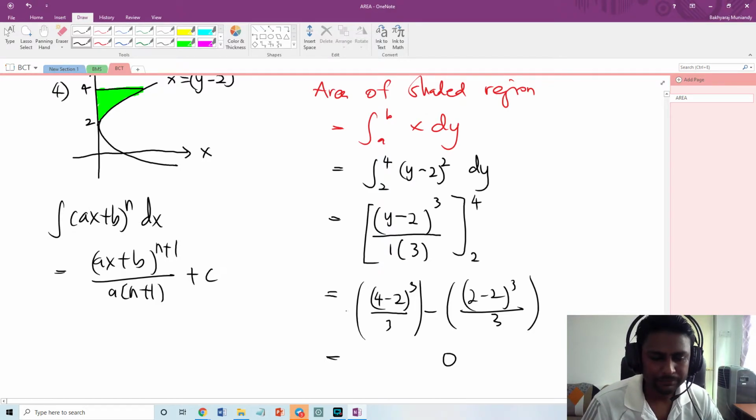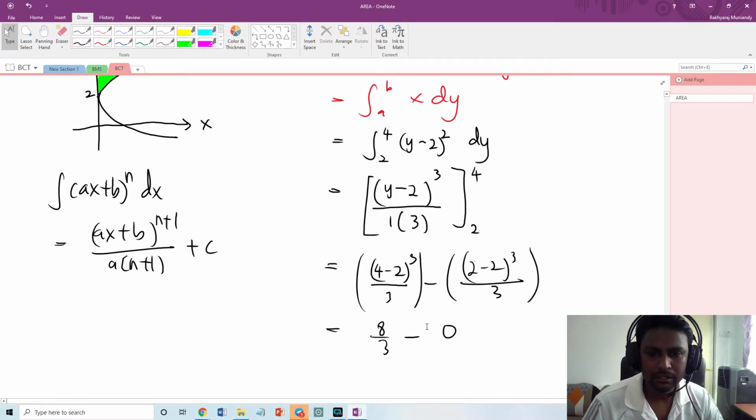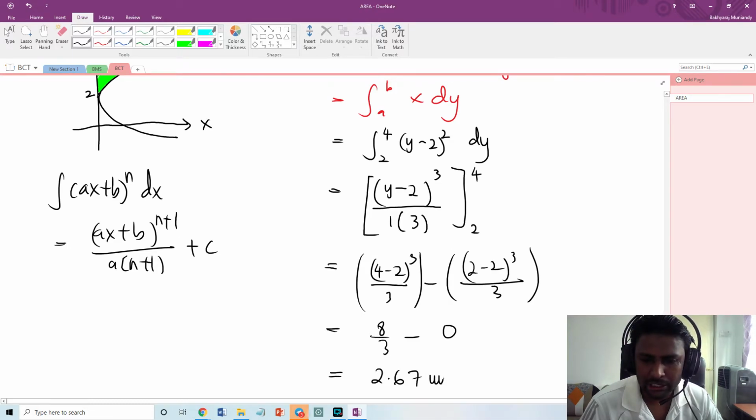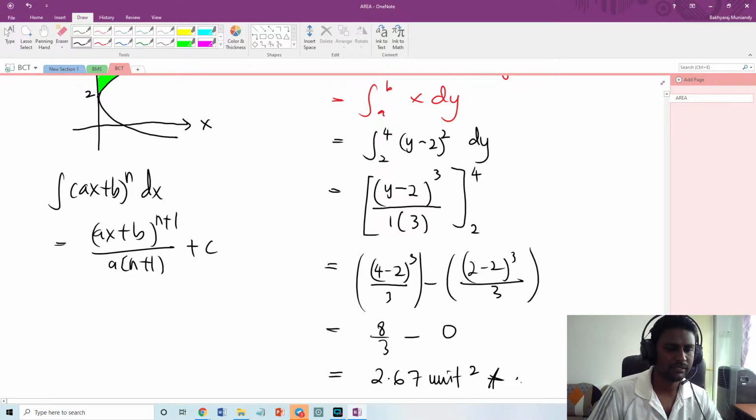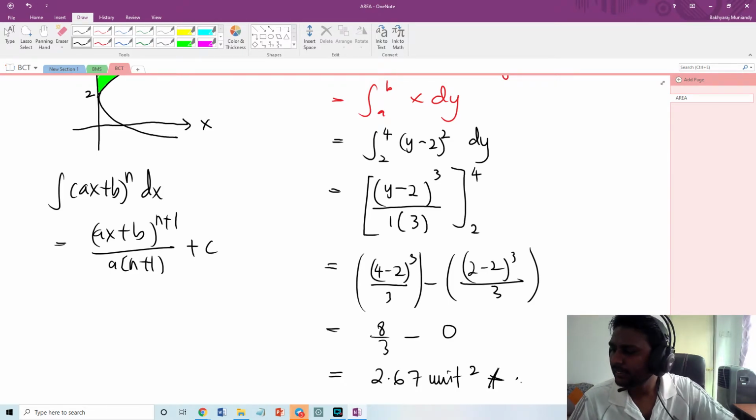Am I right? Yeah, okay, so you get 8 over 3 minus 0. So change to decimal, you get, yeah, correct, 2.67 unit square. So this is our answer. Unit square, this is our answer. So we have covered the area for the y-axis.